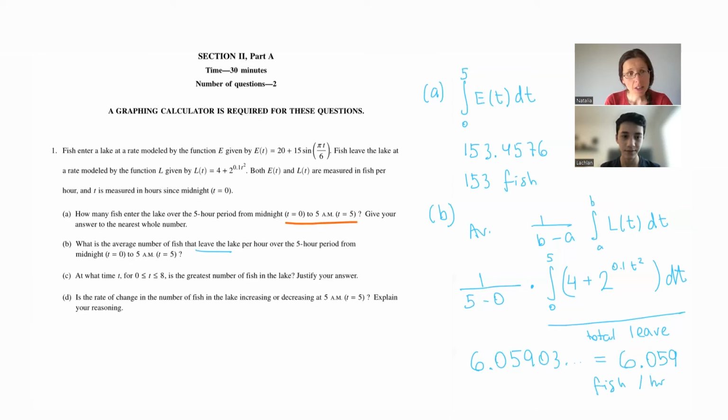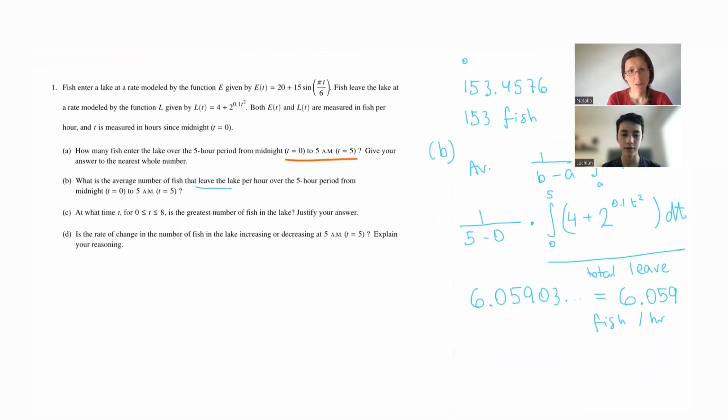Next is part C. At what time on the interval between 0 and 8 is the greatest number of fish in the lake? So here we want to find the critical point, because if we find our critical points, then we know where the maxima and minima are located. And with those locations, we can then find the greatest, which is the absolute maximum. So in order to find the critical points, we want to find critical points of what?